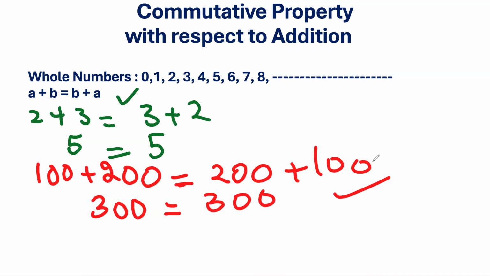And you can check other examples also. This property will be satisfied whatever numbers you take, A and B, from the given set of whole numbers. Now, let's see another question.